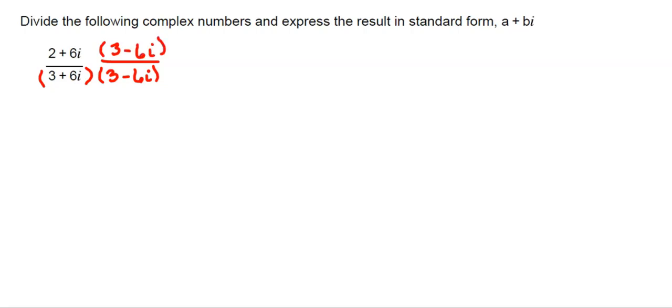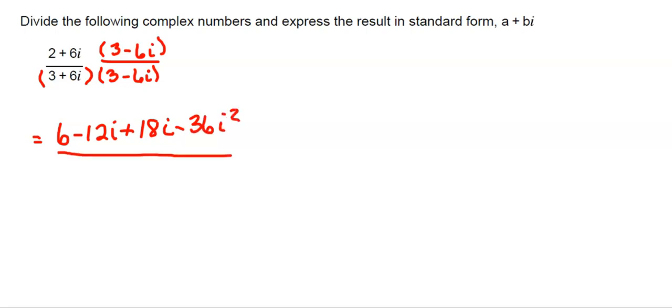In the numerator and denominator, we're going to have to multiply the binomials. So in the numerator, first times first, 2 times 3 is 6. Outers, 2 times negative 6i is negative 12i. Inners, 6i times 3 is positive 18i. And then last times last, 6i times negative 6i is negative 36i squared.